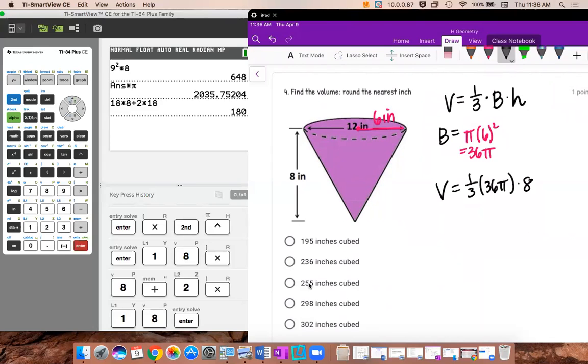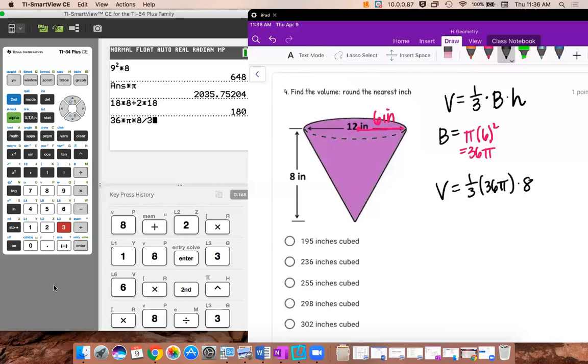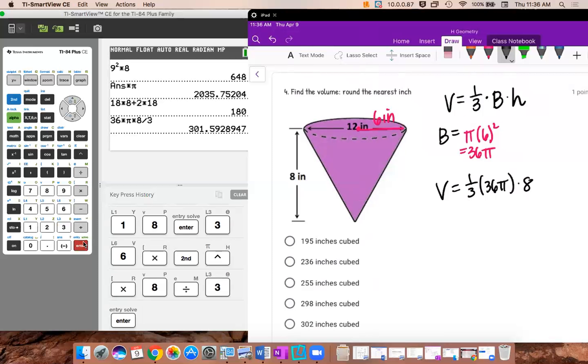Now, if I look at this, we're again rounding, so I'm just going to plug this whole thing into my calculator, including the pi. So I'm going to do 36 times pi times 8 and then divide it by 3. Dividing by 3 is the same thing as multiplying by 1/3. Click enter, and this is a 5, so it's going to round up. So this should be 302 inches cubed because we're working with volume. So 302 inches cubed.